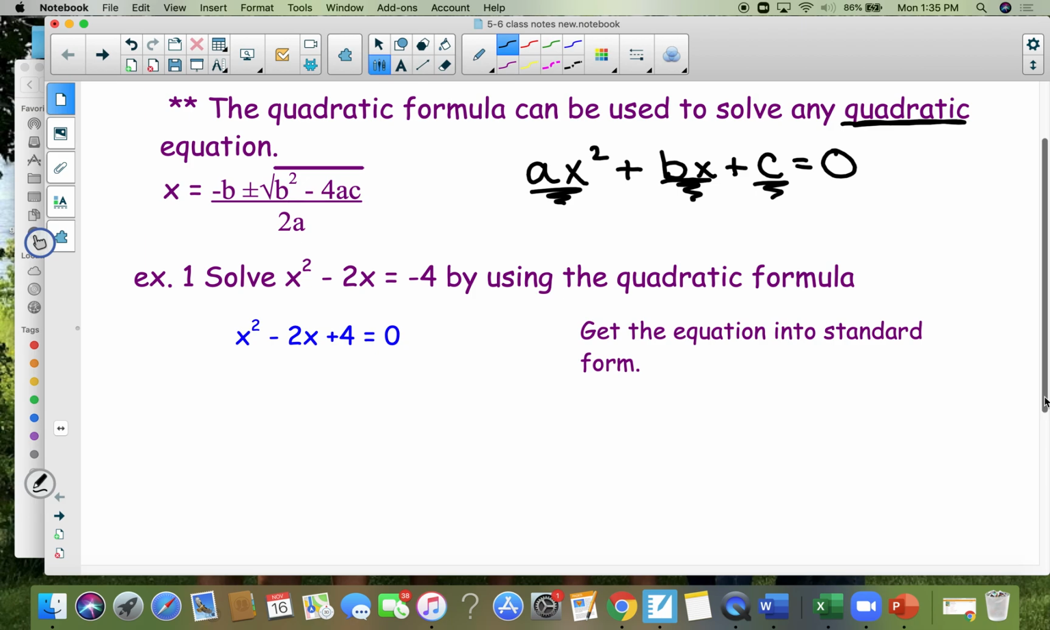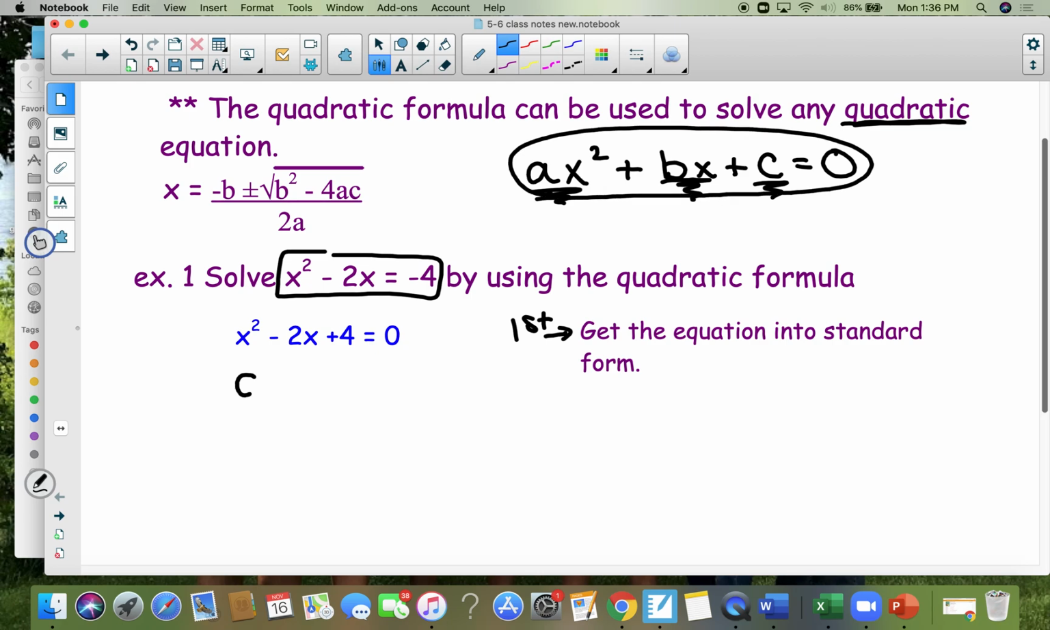The first thing is, in this Algebra 2 book, maybe not the Algebra 1 book, they might say solve x squared minus 2x equals a negative 4 by using the quadratic formula. But first, you must get the equation into standard form. So I added 4 to both sides. Now that it's in this form, I know that my a in this problem is equal to 1, my b is the number in front of the x, which is a negative 2, and my c is equal to 4.